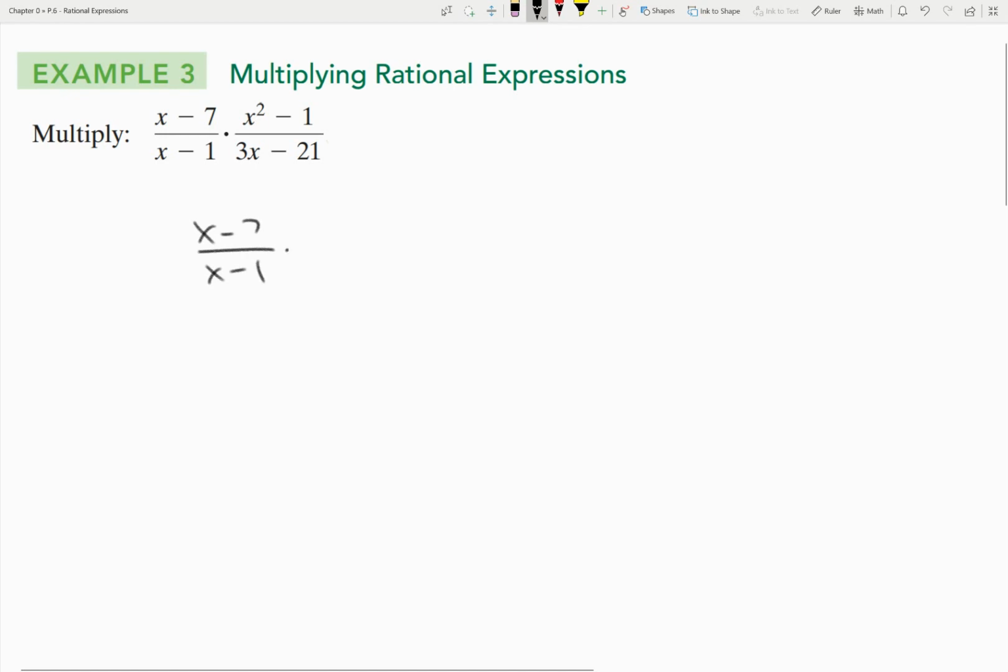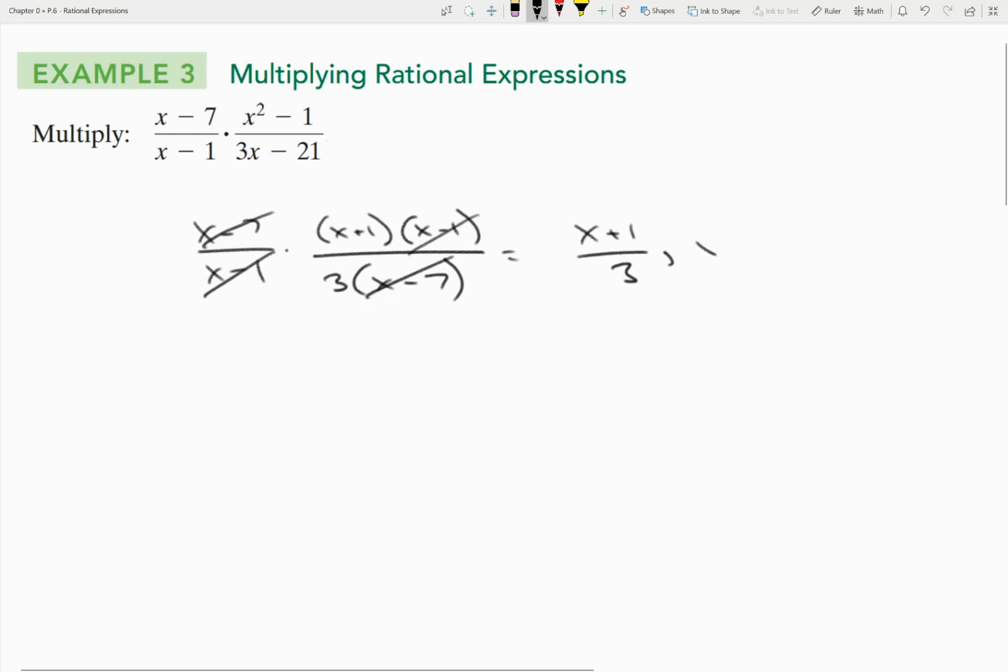Nothing can factor. Factoring the right part of the expression gives me x plus 1 times x minus 1 over the 3 can factor out, and we're left with x minus 7. Look at that. We now have a common factor of x minus 7 and a common factor of x minus 1. Now, when I multiply these together, right, there's nothing left on the first part of the expression. It's just x plus 1 over 3, comma, x is not equal to anything that made the denominator equal to 0 anywhere in this entire problem.